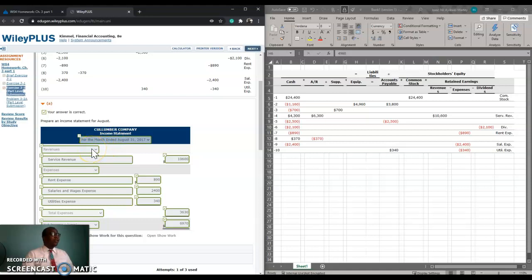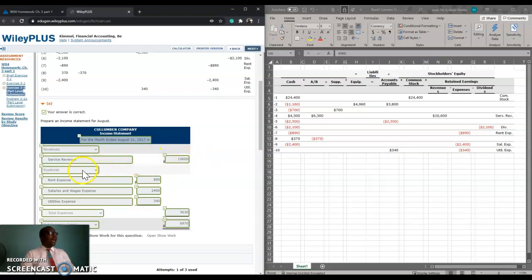And we start with our revenues. For our revenues, we realize that there was only one revenue entry made by Columba Company, and that was for service revenue. And so we come over here and we type in our service revenue, and afterwards type the amount that is supposed to be there, which is $10,600.